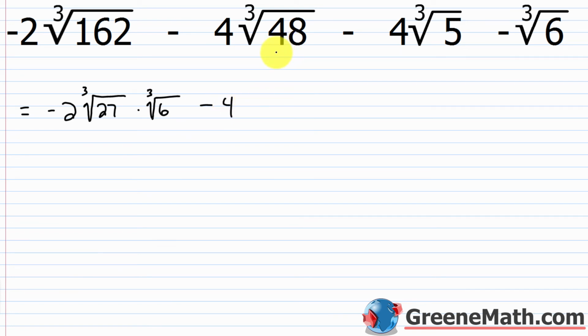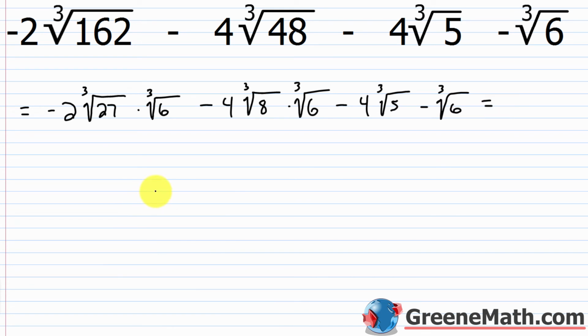Now for 48, we could factor that as 8 times 6. We already know that 8 is a perfect cube. So let's do the cube root of 8 times the cube root of 6. Then minus, you have 4 times the cube root of 5. Then minus the cube root of 6.